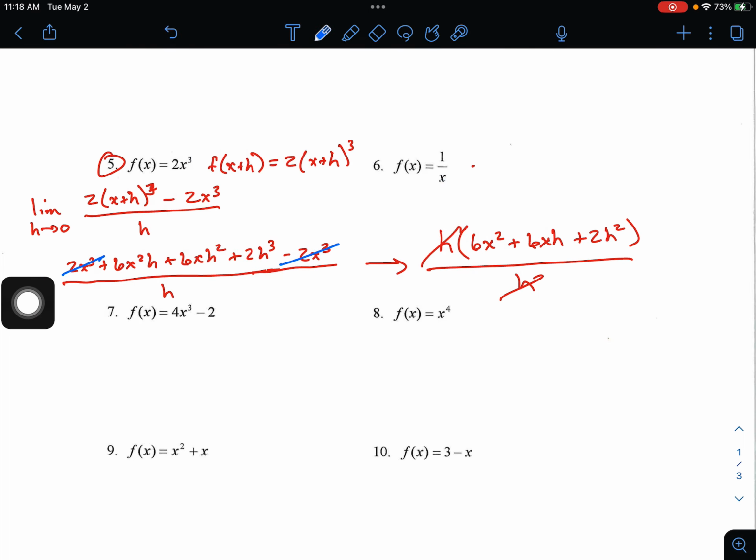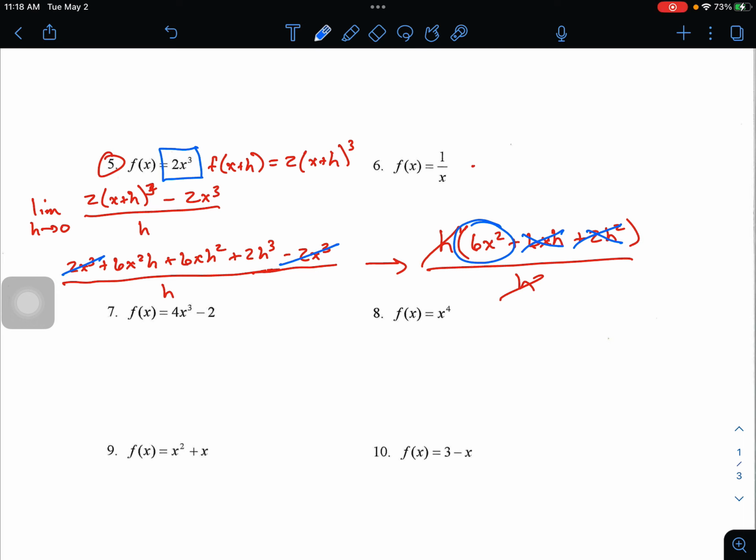If you do that, this term's going to go away because it's going to equal 0. That term's going to go away because it'll equal 0. And there's your answer to the problem. 6x squared is the derivative of 2x cubed. Okay? And now remember, that's the derivative. That's the equation of the derivative.